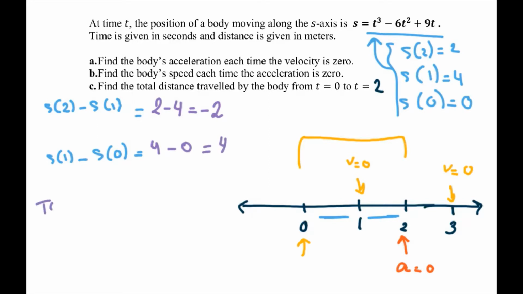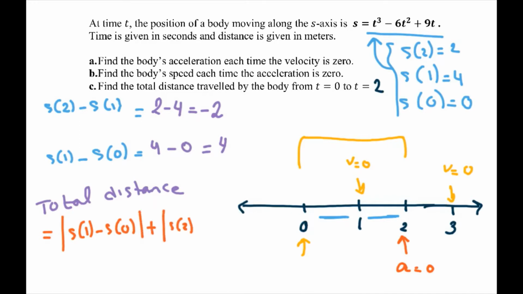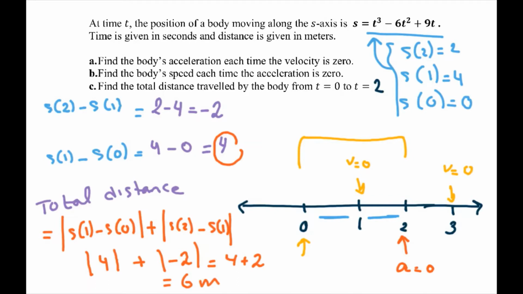And the total distance will be the absolute value of S1 minus S0 plus S2 minus S1. So now S1 minus S0 is the absolute value of 4 plus the absolute value of negative 2. That's going to be 4 plus 2, which is 6 meters.